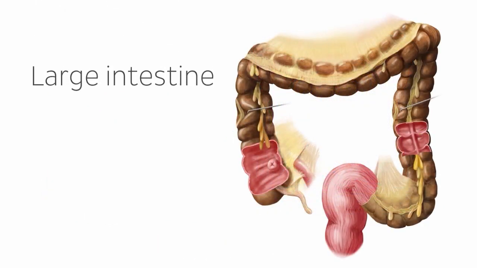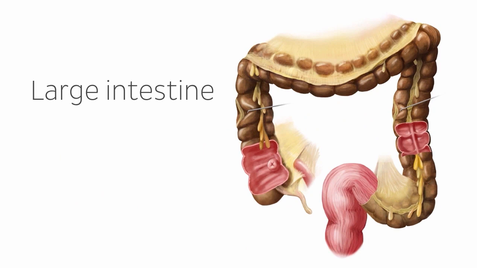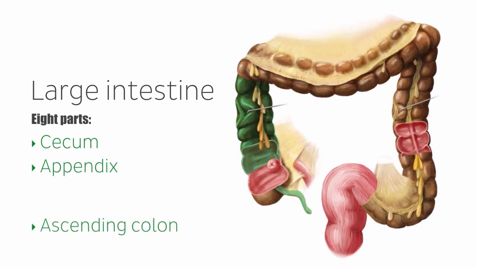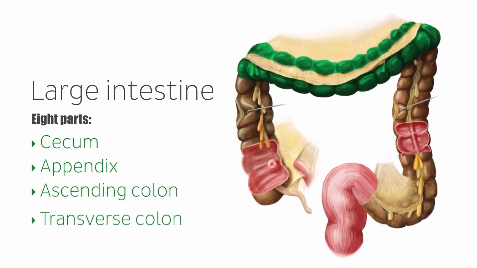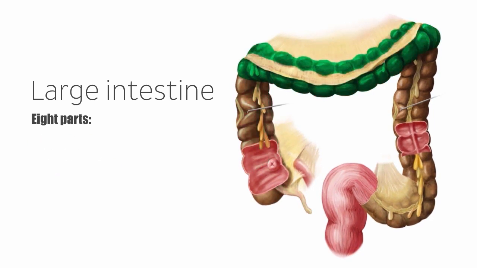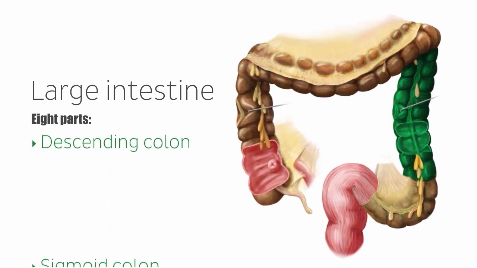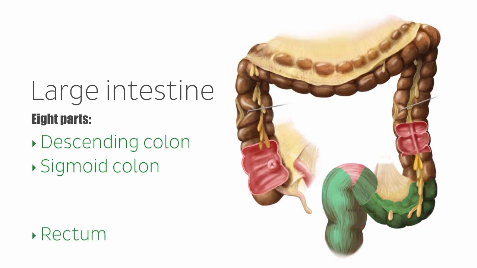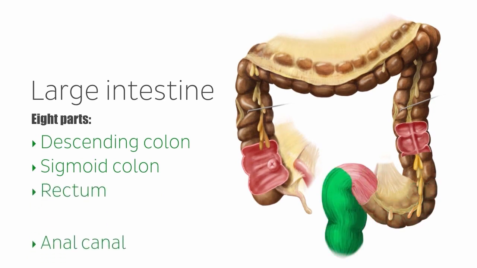The large intestine is the terminal part of the alimentary canal. It is here that the final absorption of nutrients and water takes place before excretion. The large intestine is made up of 8 parts: the cecum, the appendix, the ascending colon, the transverse colon, the descending colon, the sigmoid colon, the rectum, and the anal canal. Let's now go through the structures over the following slides.